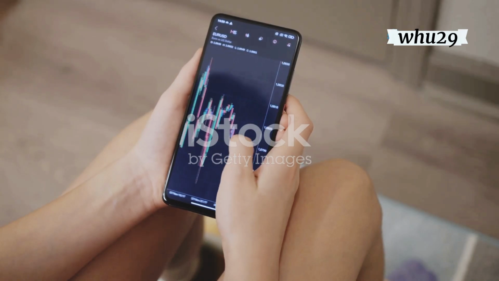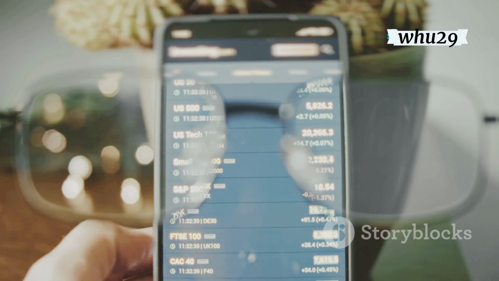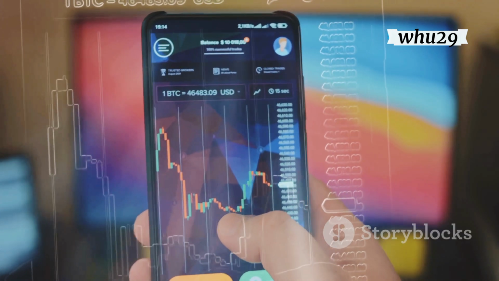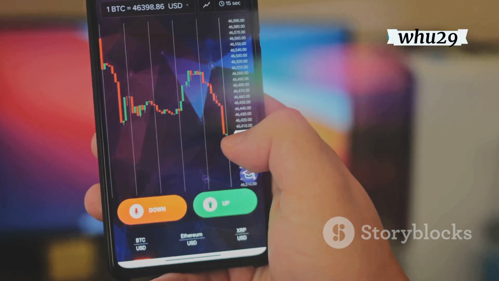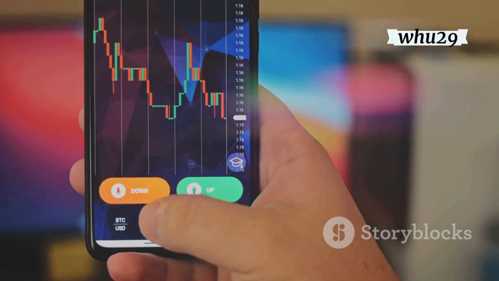Want to make money from your smartphone? Today, I'll show you how to trade and earn on Expert Option, one of the easiest and most popular mobile trading apps. Stay till the end for pro tips to maximize your profits.